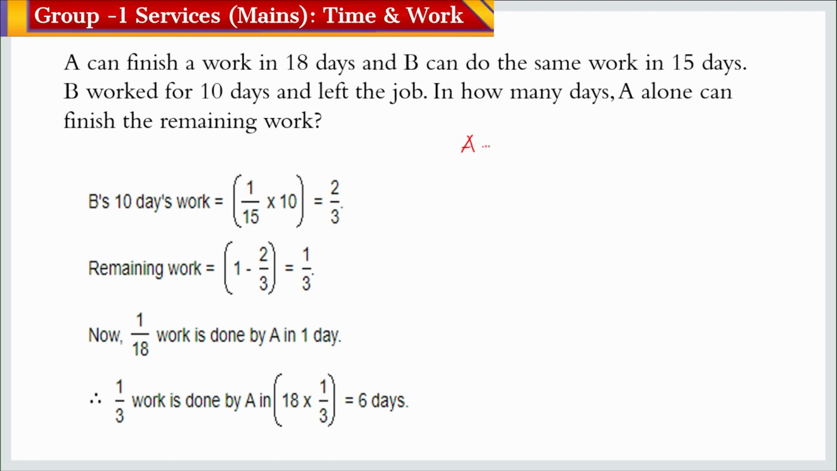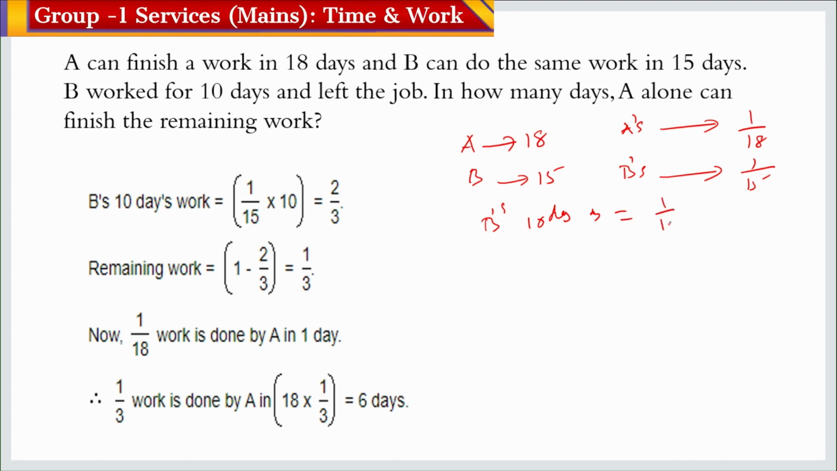A can do the work in 18 days. So, A's 1 day work is how much? 1 by 18. B can do the same work in 15 days. So, B's work in 1 day is how much? 1 by 15. Okay. If B worked for 10 days and left the job, so here B's 10 days work, how much? 1 by 15 into 10.